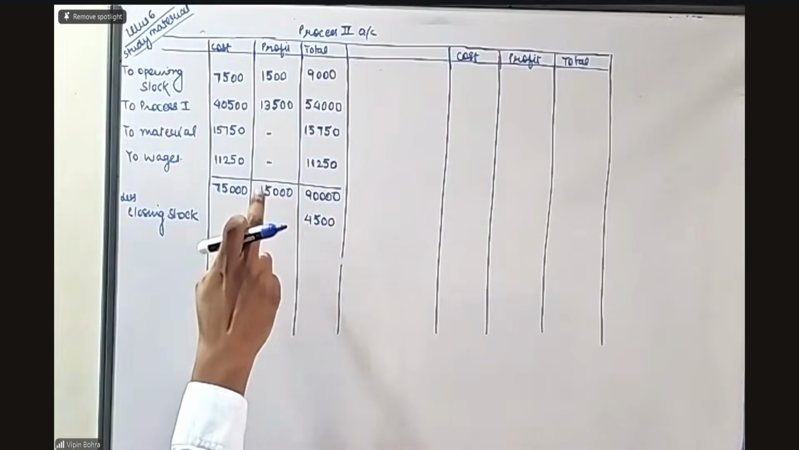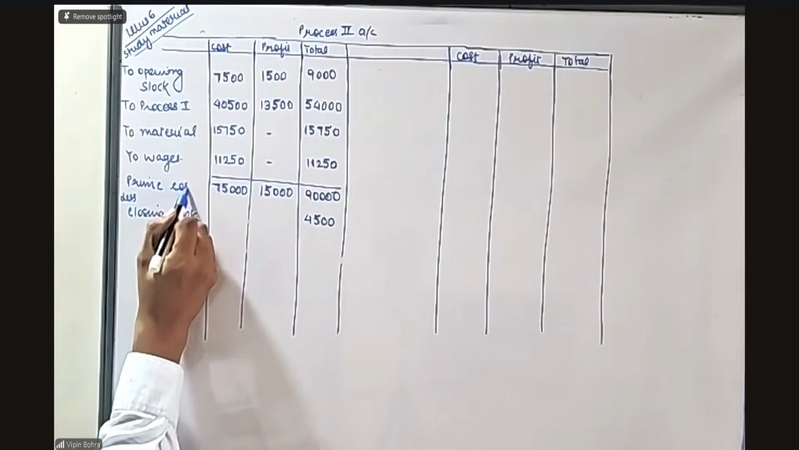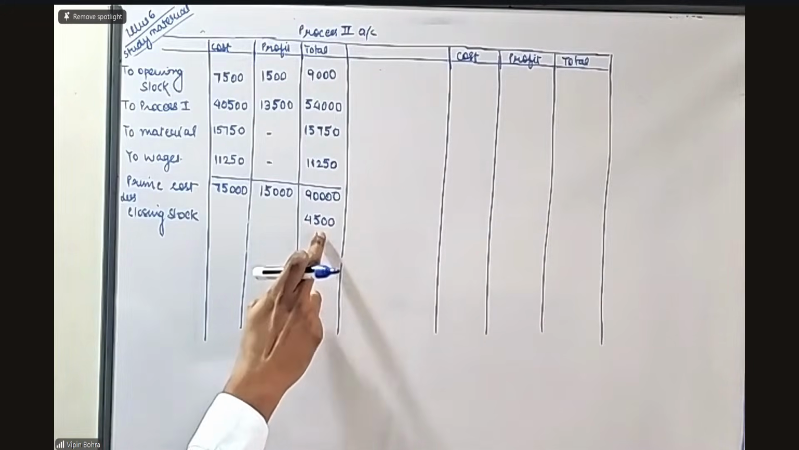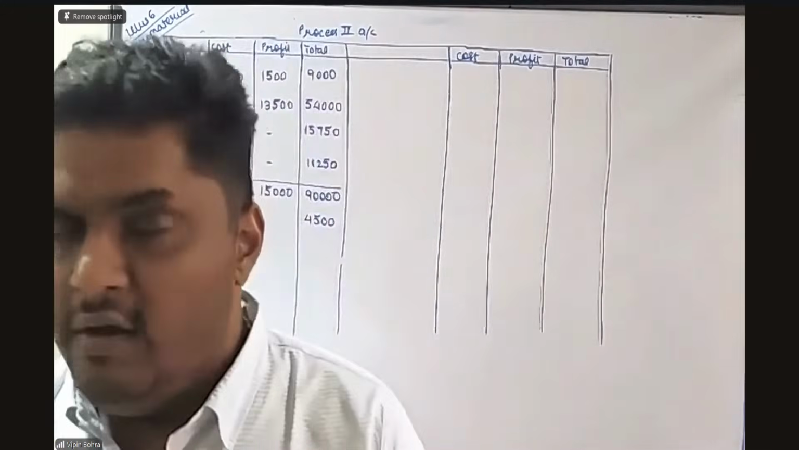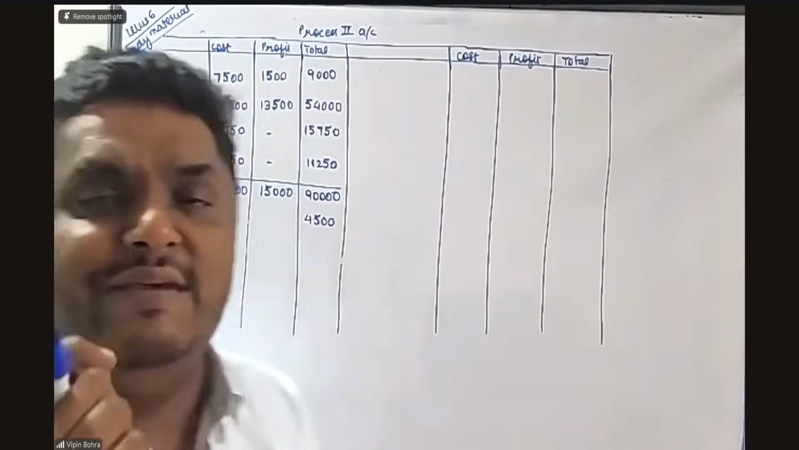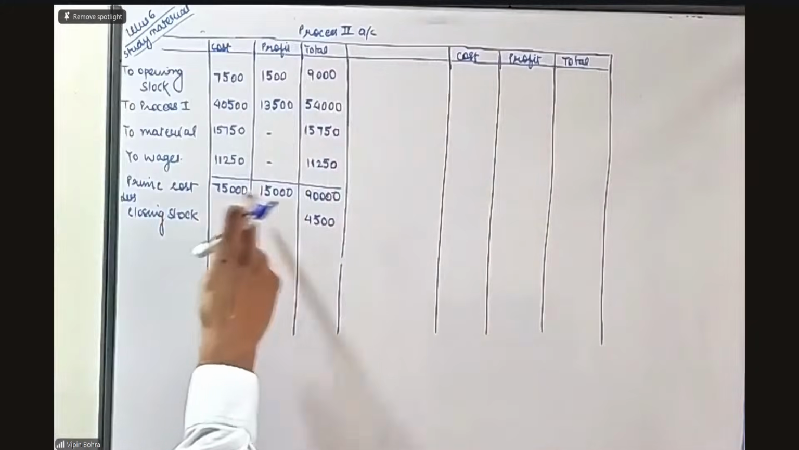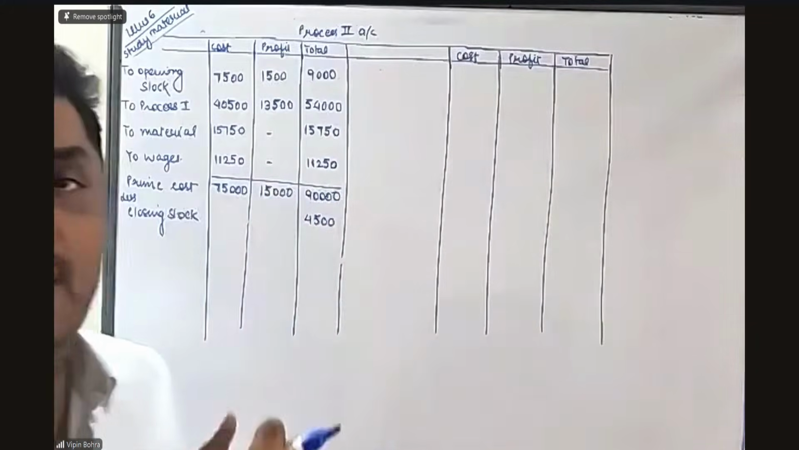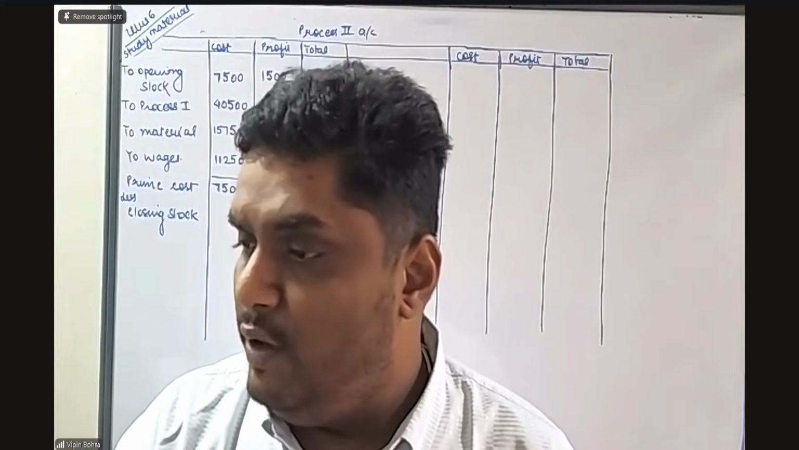So see, 15,000, this is what my prime cost. 15,000 is the profit on 90,000. So how much will be profit on 4,500? Can all of you tell me please? See, it is given in the question, closing stock is valued at prime cost. So this is my prime cost. 15,000 is the profit on 90,000. So how much will be the profit on 4,500? Can you guys tell me please? Waiting for your answers.